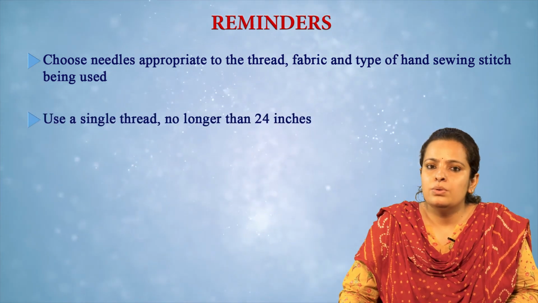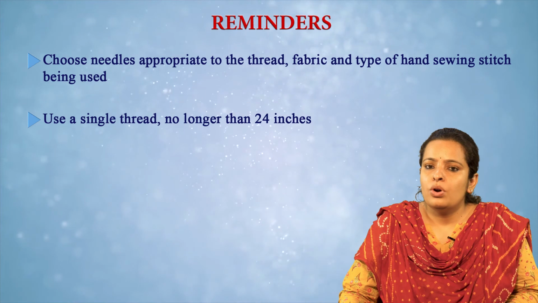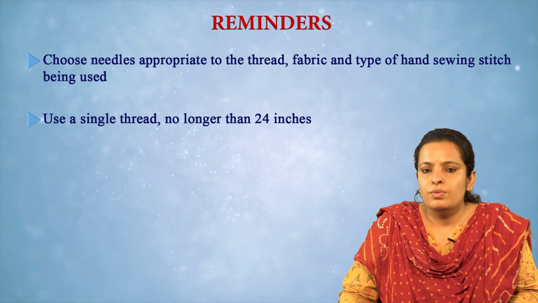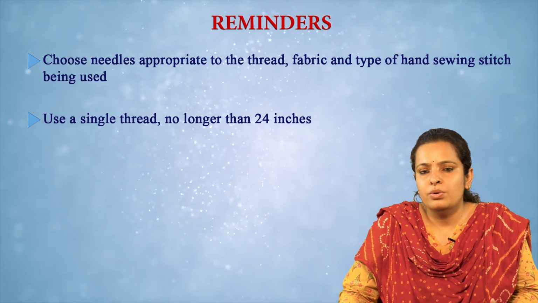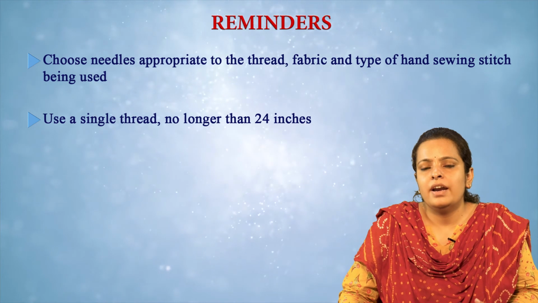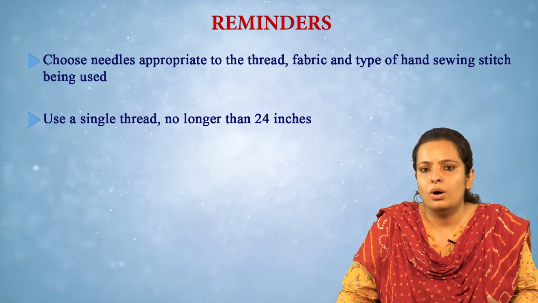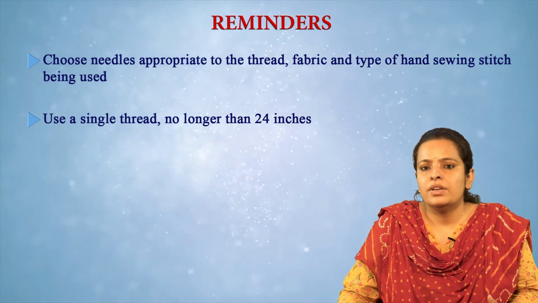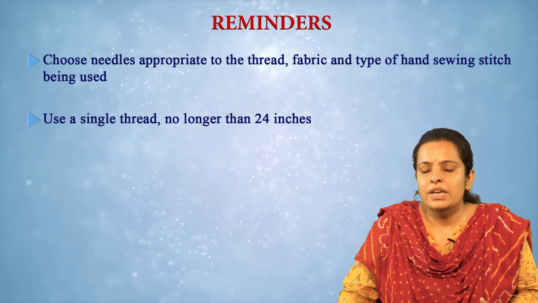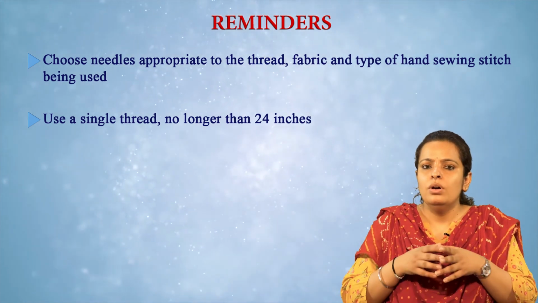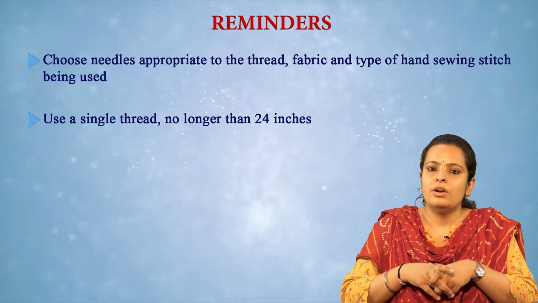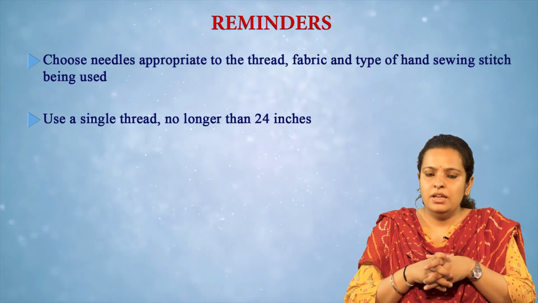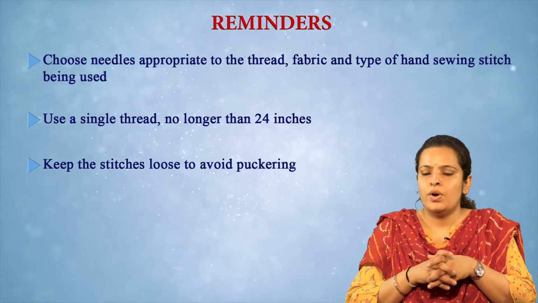Second, use a single thread no longer than 24 inches. Generally, if we are going to do a running stitch, we insert a thread, and the thread we take is very long. A very long thread is not convenient for stitching. So it is recommended that you take thread not longer than 24 inches at a time. Then keep the stitches loose to avoid puckering.